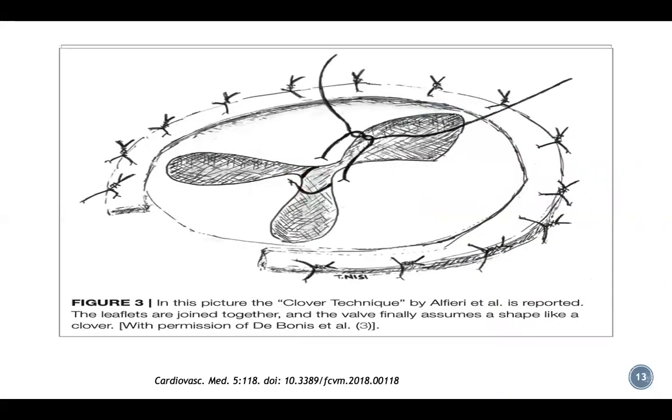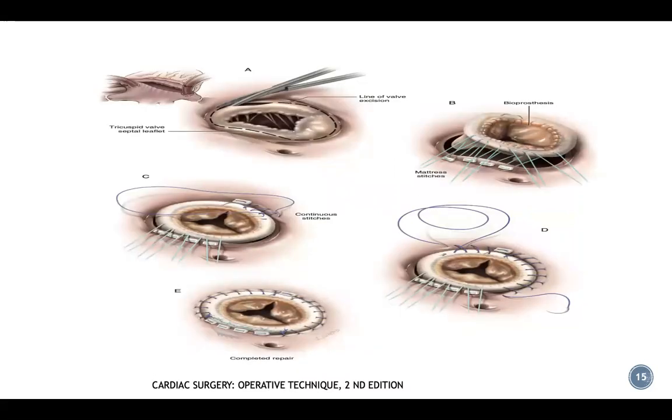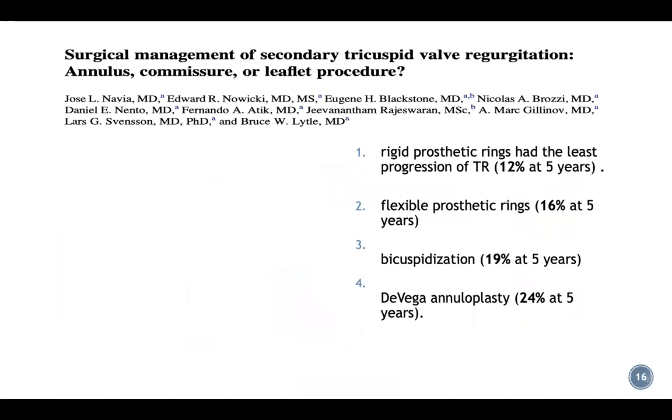Moreover, we have the Clover technique, which was introduced by Alvari. Moreover, you can also use a pericardial patch, especially in cases of infective endocarditis. Then lastly is tricuspid valve replacement.